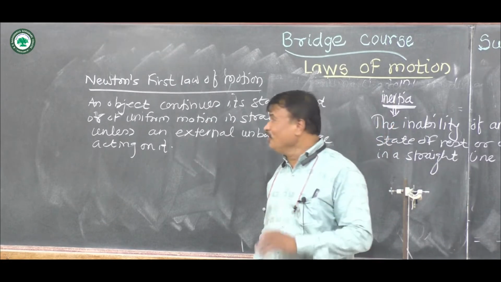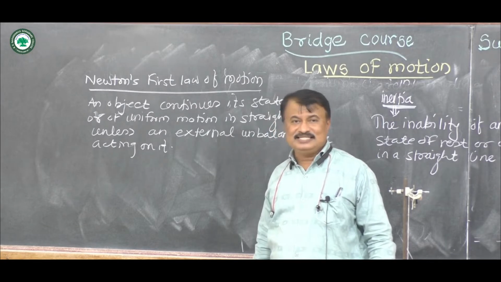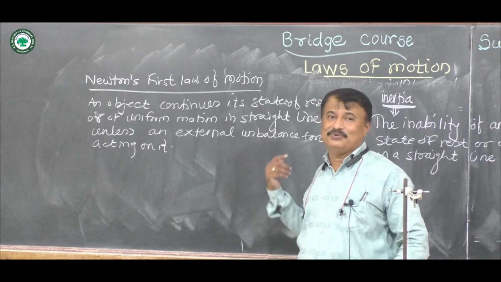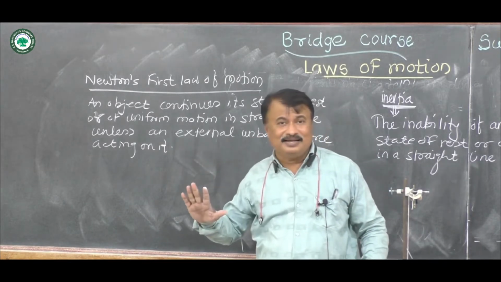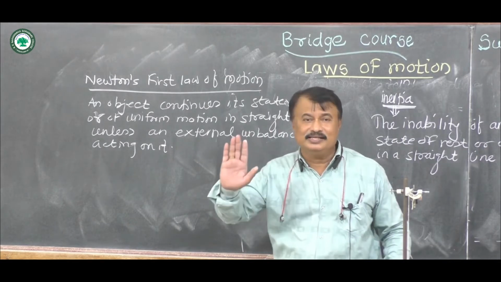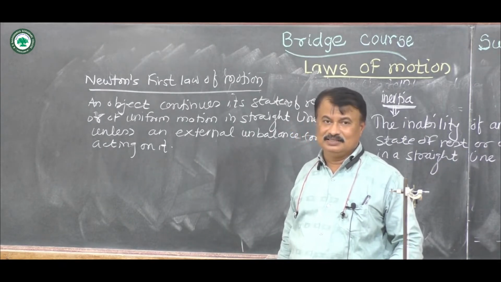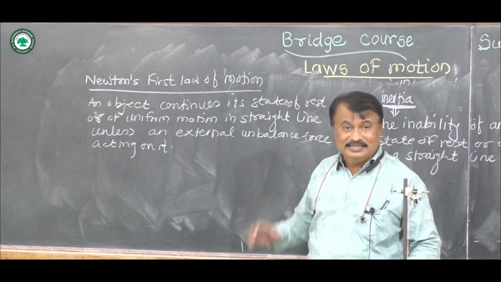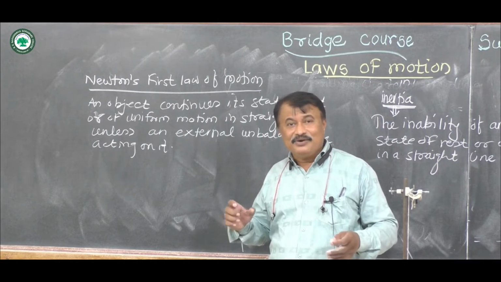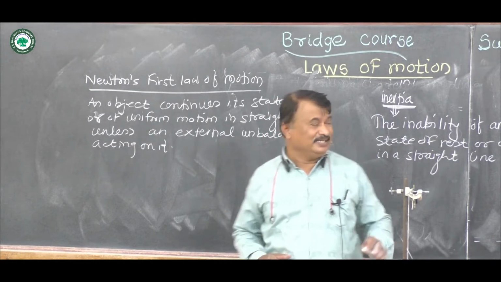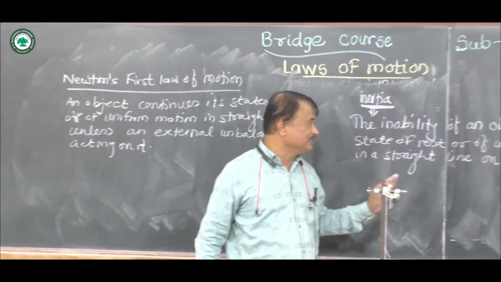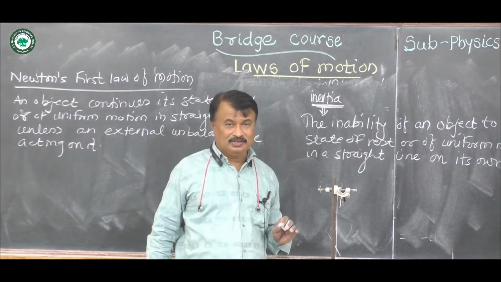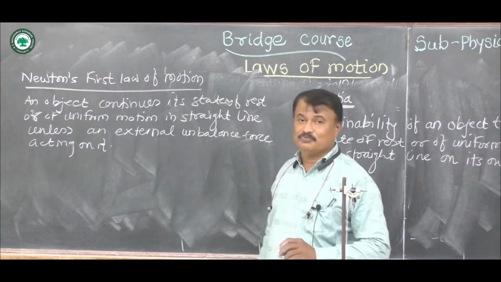Now, for an example of this law, if we are seated in a bus and the bus starts fast, we are pulled backward. If the brakes are applied by the driver of the bus, then we are pushed forward. These are also examples of Newton's first law of motion. In that case, the body exhibits inertia. And we know inertia means the inability of an object to change its state of rest or uniform motion on its own. So this is about Newton's first law of motion.